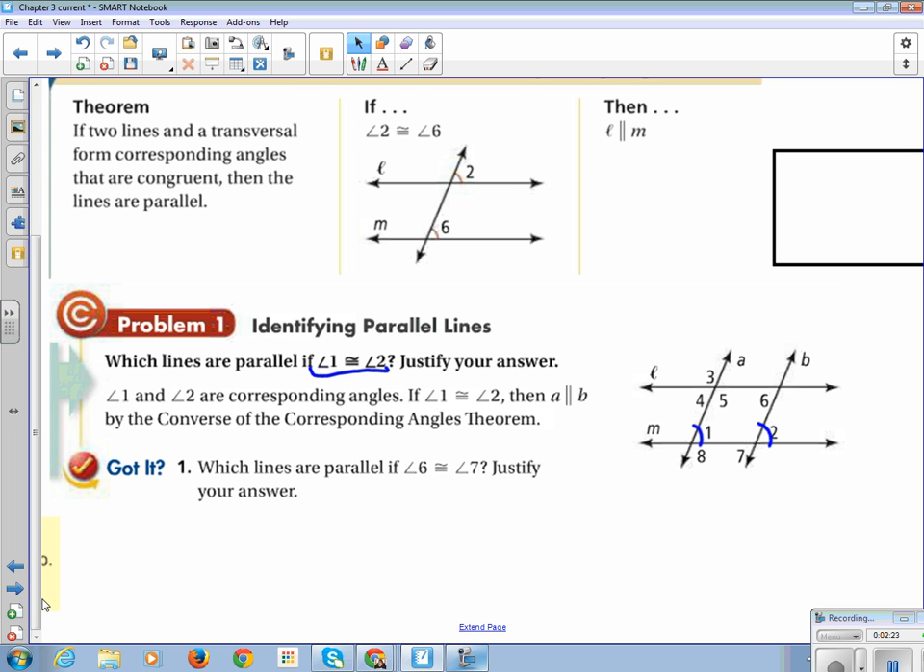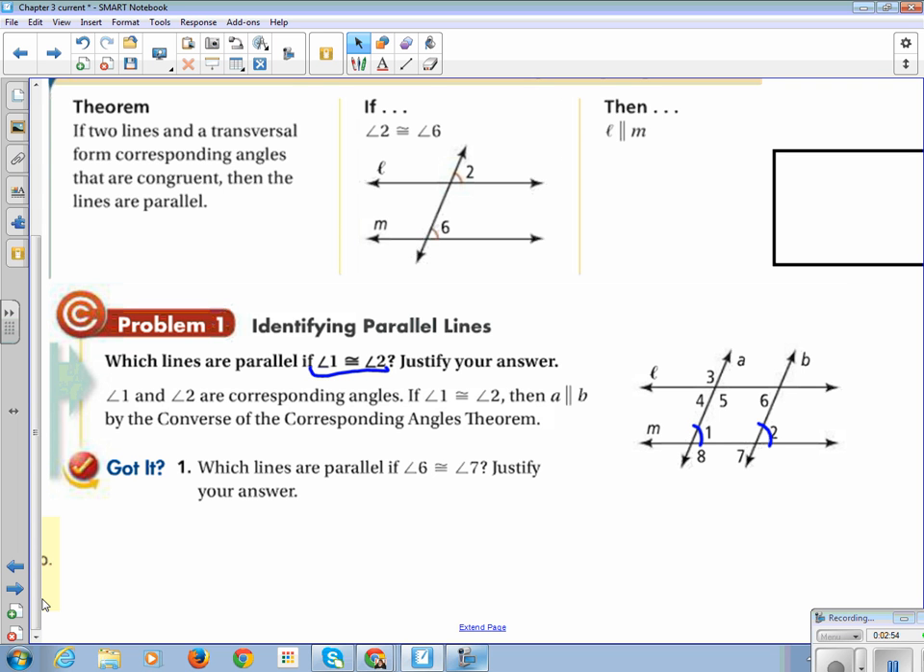So then we have to decide which lines that means are parallel. Your choices are L and M or A and B. And since angle 1 and angle 2 touch A and B, and they're congruent angles, then that would make them corresponding angles. So then we can say A is parallel to B by the converse of the corresponding angles theorem.